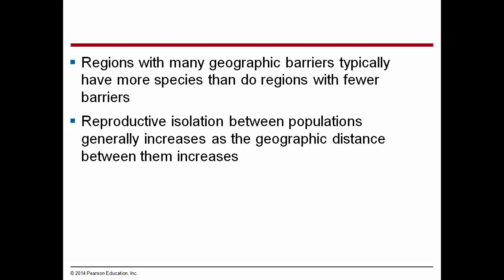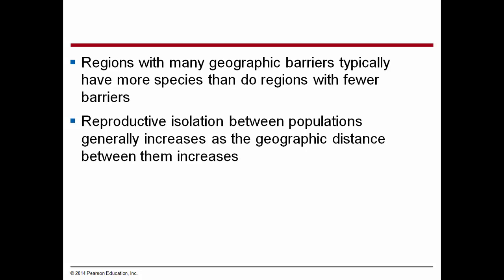Regions with many geographic barriers typically have more species than do regions with fewer barriers. For example, Papua New Guinea is an extremely mountainous area, with tons of mountains and valleys, and each of those major valleys can have different birds. These birds are known as the birds of paradise, and they're quite spectacular animals, and they're highly distinct from one another, and that's because of the geographic barriers between those areas.